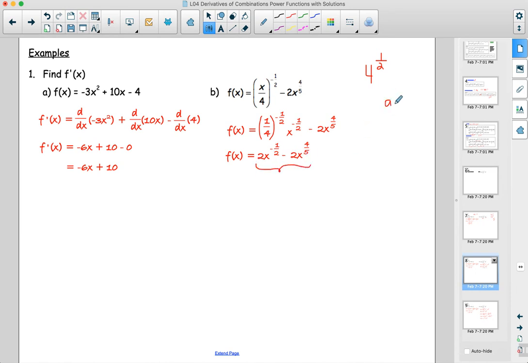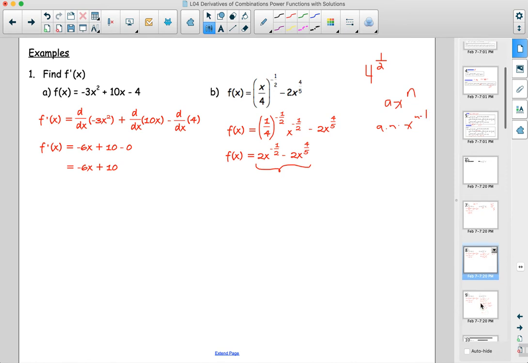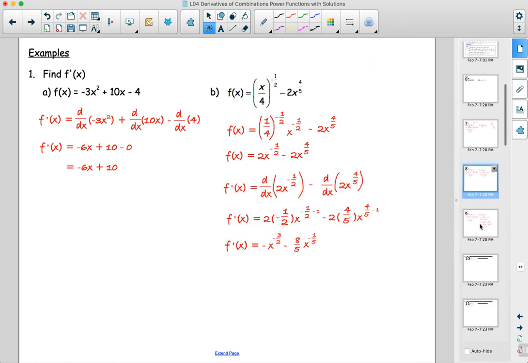And just again, a reminder that if your function is a times x to the n, then its derivative is a times n times x to the n minus 1. All right, so moving on to the next slide to go through this. Again, I'm going to just show you this step using d by dx as an operator. This is how you tell someone you intend to take the derivative of this term, and I intend to take the derivative of that term.